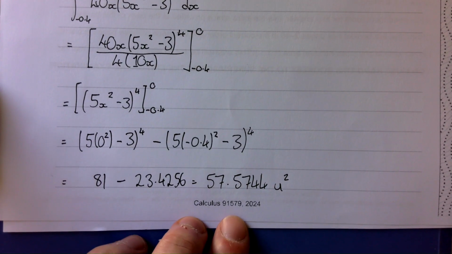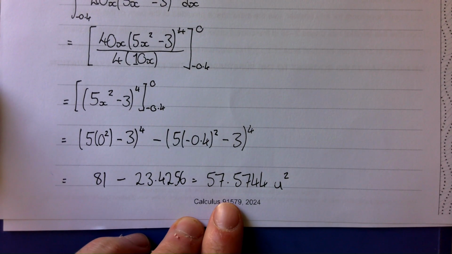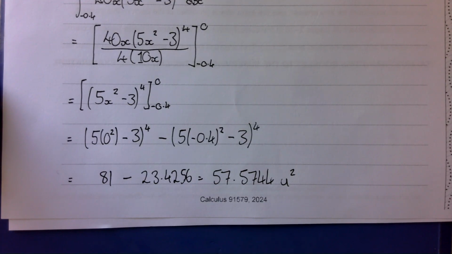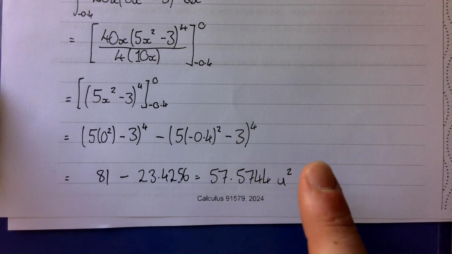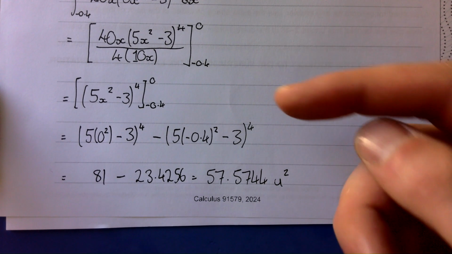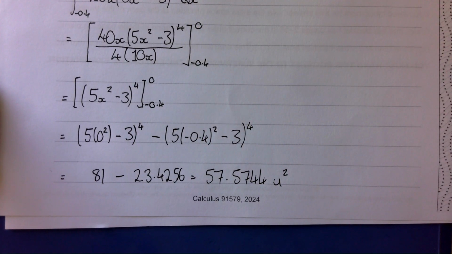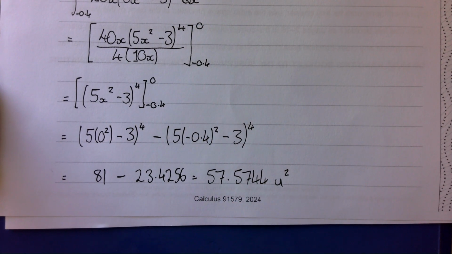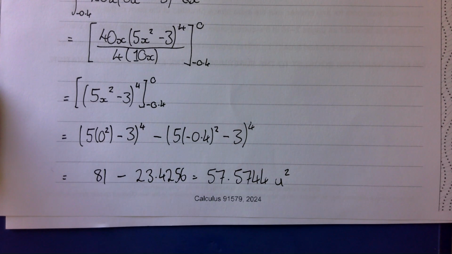Now, if you follow this all the way through to 57.5744 units squared, that is an achieved question. If you missed out these units at the end, you still get achieved. It's not required to do that. It looks like if you do not have sufficient evidence of your integration, or if you don't have the correct answer at the end, you get no credit. So accuracy is important.